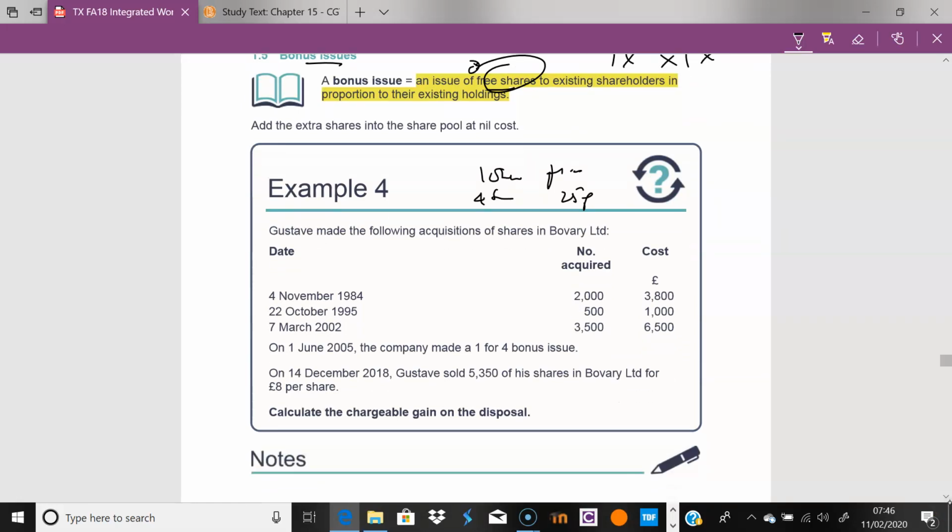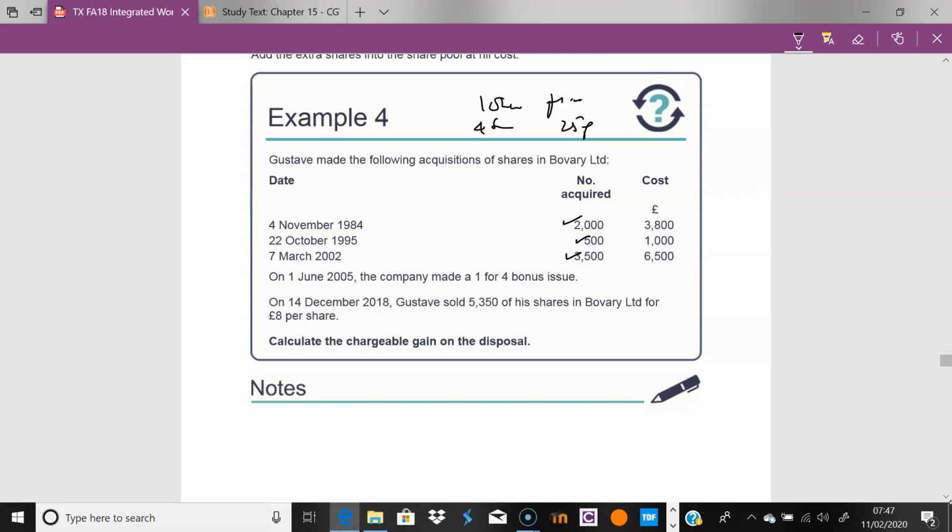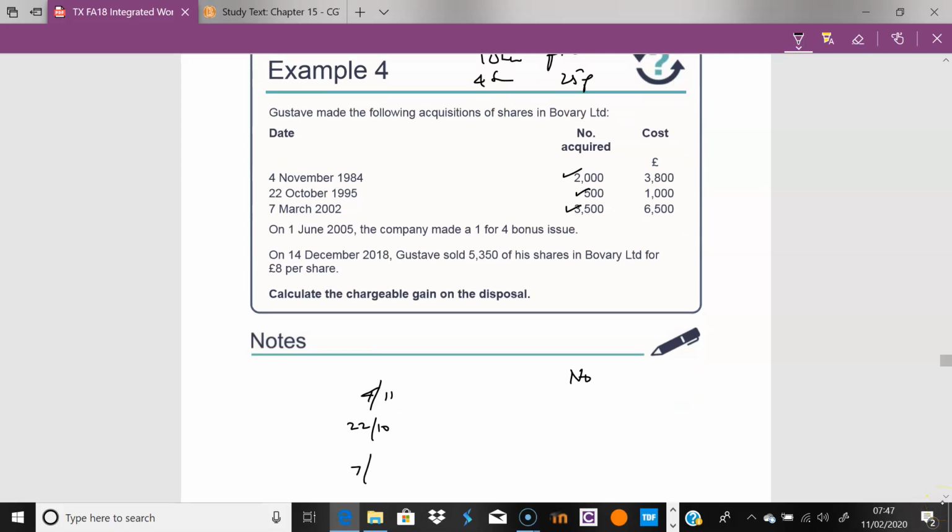So let's see what's happening here. It says Gustav made the following acquisitions. He bought 2,000 shares here, 500 here, 3,500, and then on the 1st of June they made a 1-for-4 bonus issue. So pretty straightforward. Again, it's the table, it's AVCO. Just think AVCO. I'm just going to use the dates, 4/11, 22/10, and 7/02. So what's going on here? We have 2,000, here we have 500, and here we have 3,500.